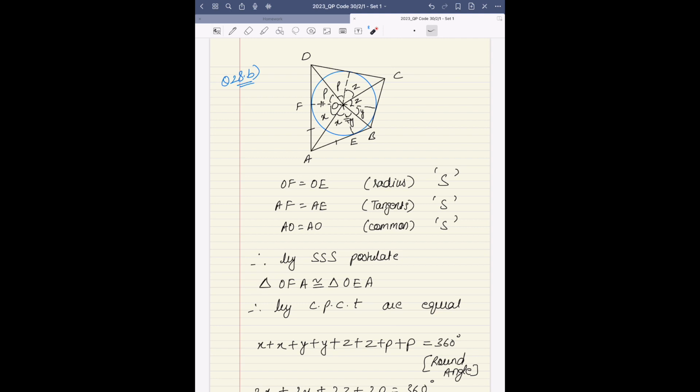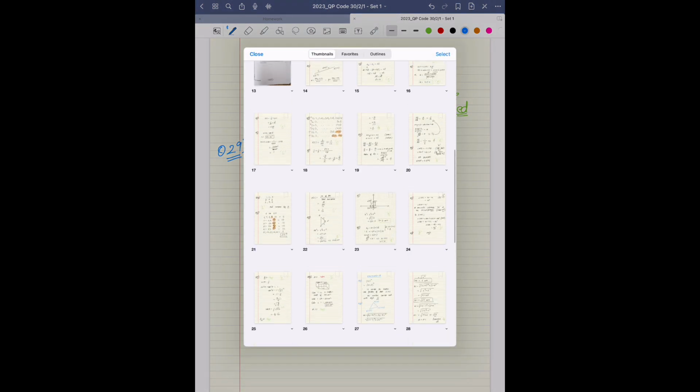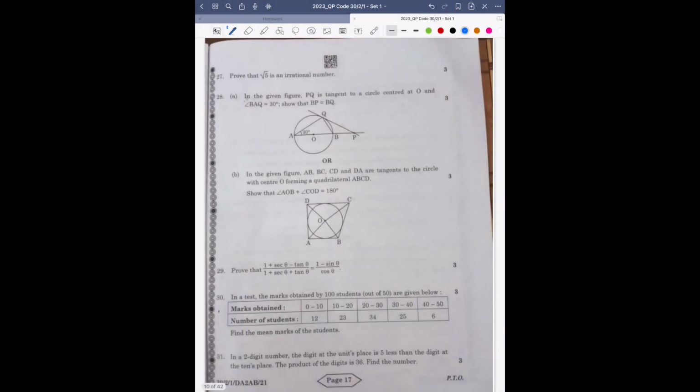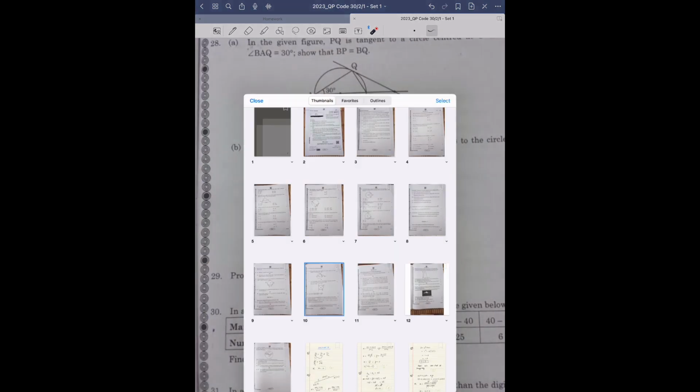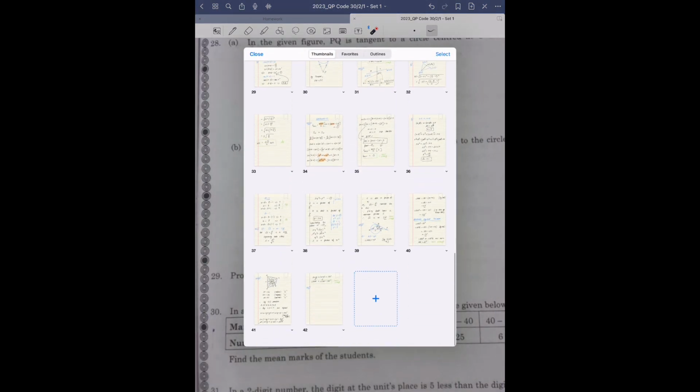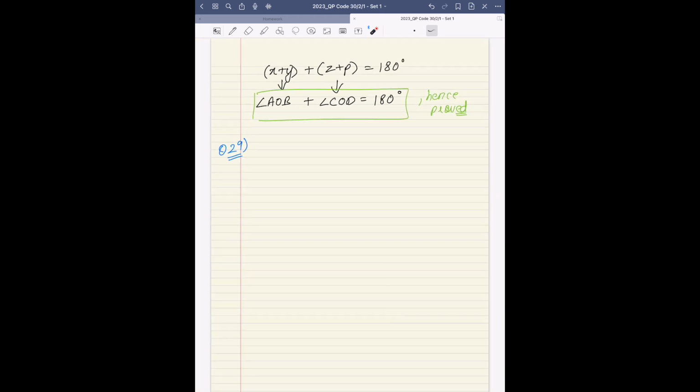Okay, let's move on to question number 29. This is a good question, and it will take some effort and some brains to prove this. So they're saying prove that, let me show you the question. I'm not going to write the entire question. This is saying prove that 1 plus sec theta minus tan theta upon 1 plus sec theta plus tan theta is equal to 1 minus sin theta by cos theta. We will start with the left hand side because it has more expressions. So start from the side which has more expressions.